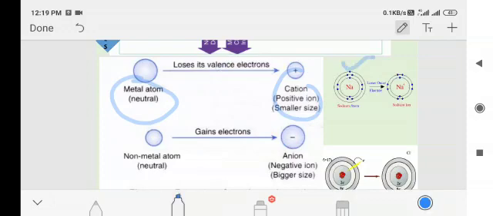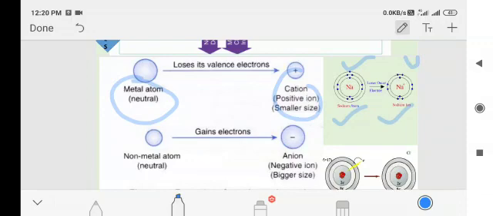Look here, the sodium atom has 3 shells, whereas the sodium ion has already lost 1 electron, which means the third shell automatically disappears. If you compare them shell-wise, sodium has 3 shells, whereas the sodium ion has only 2 shells. So the number of shells decreases. As a result, things are very clear.